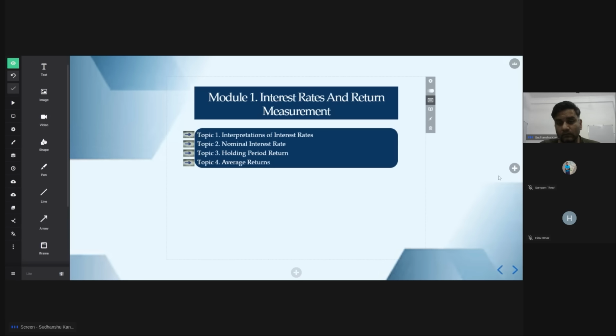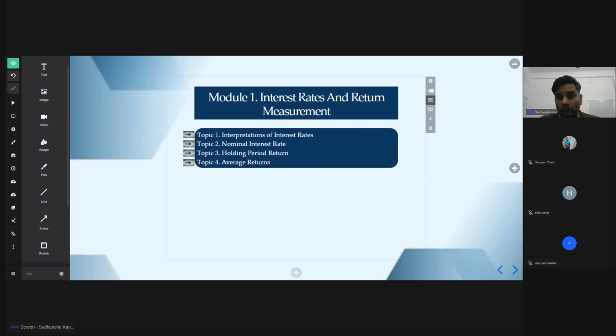So the idea here is that module one is about the interpretation of interest rate. We need to understand what exactly interest rates are. Very, very basic question: what exactly is an interest rate? Then what is the difference between nominal interest rate and real interest rate? What do you mean by holding period return, and how does it differ across different holding periods? And what exactly is average return? We'll try to understand these three, four concepts.